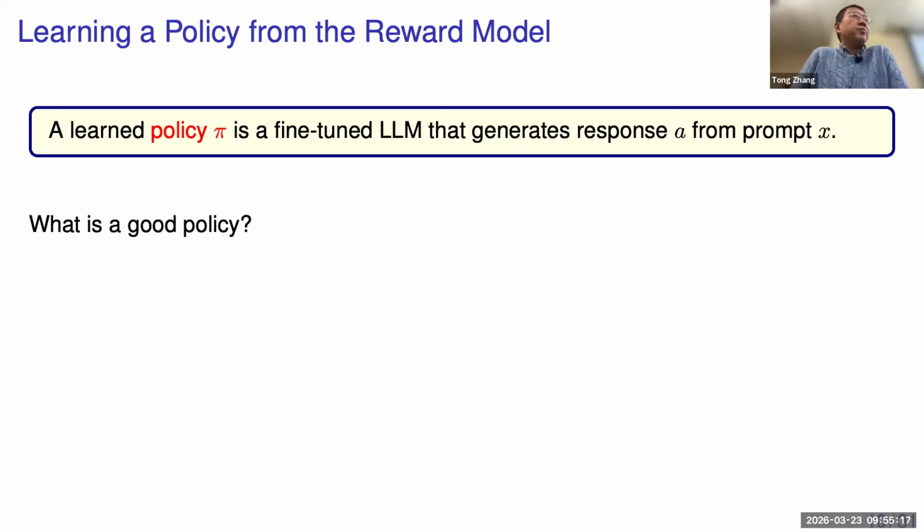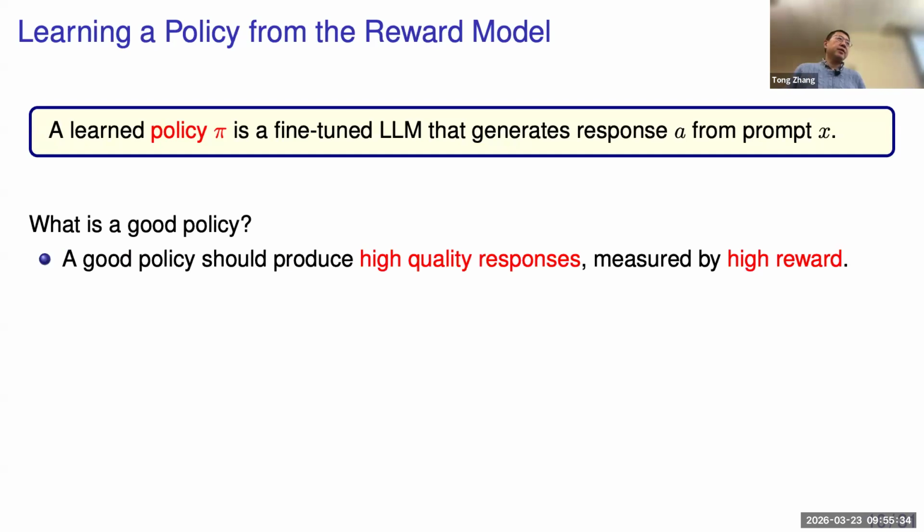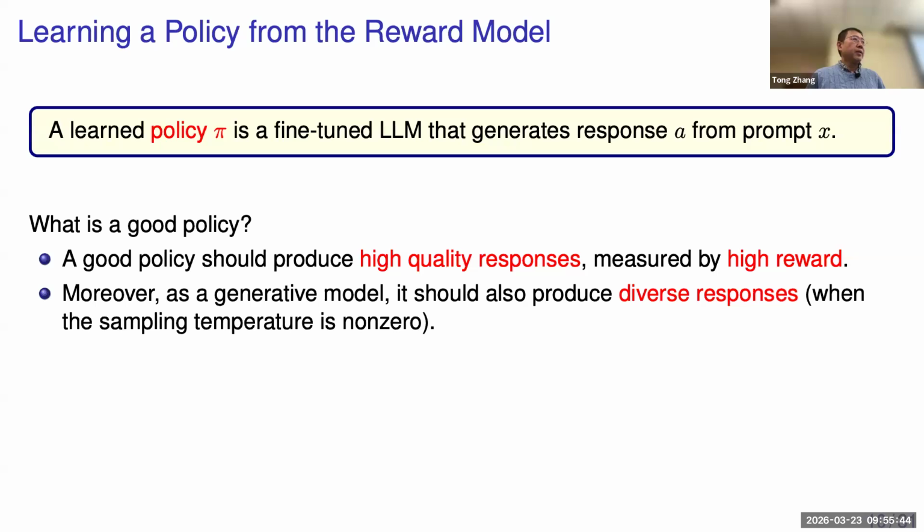So you have to think about what is a good policy in an LLM. In classical reinforcement learning, not generative models, people say the policy that gives the largest reward will be the best. Certainly you want a larger reward, so a high quality response means high reward. But this is not the only thing you care about in the LLM. You have a trade-off. So what is the trade-off?